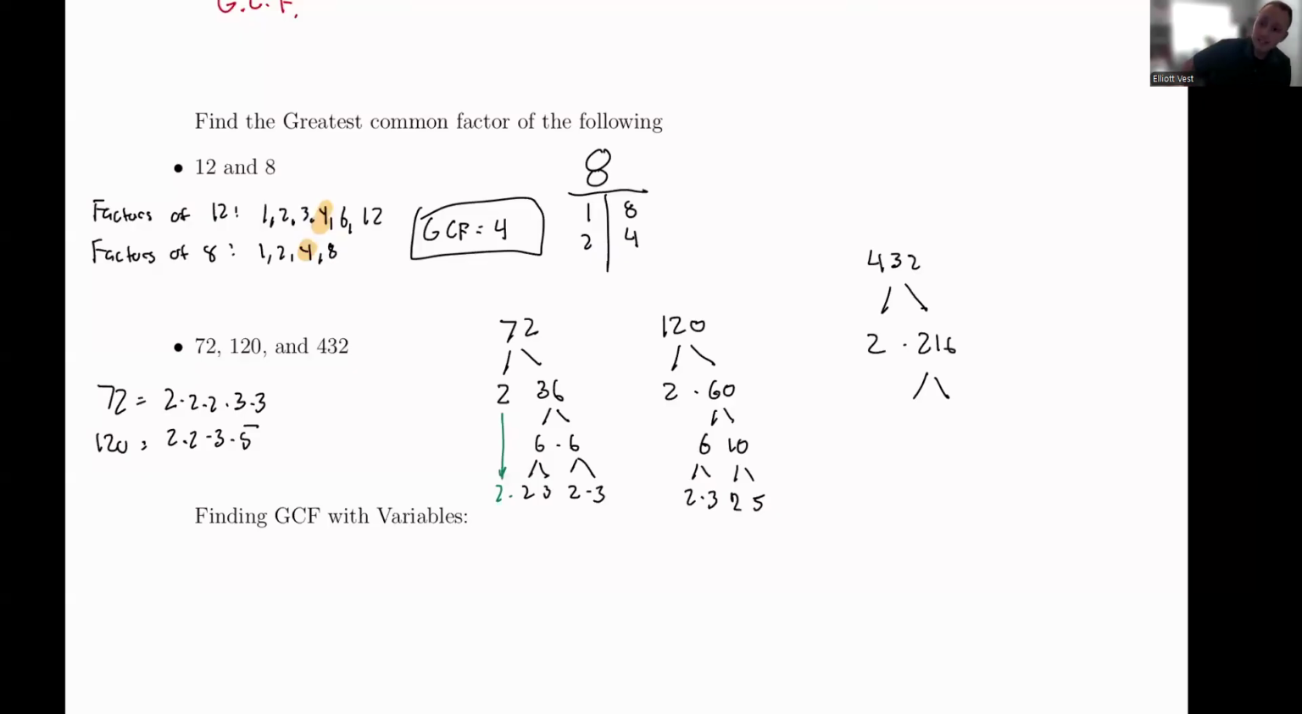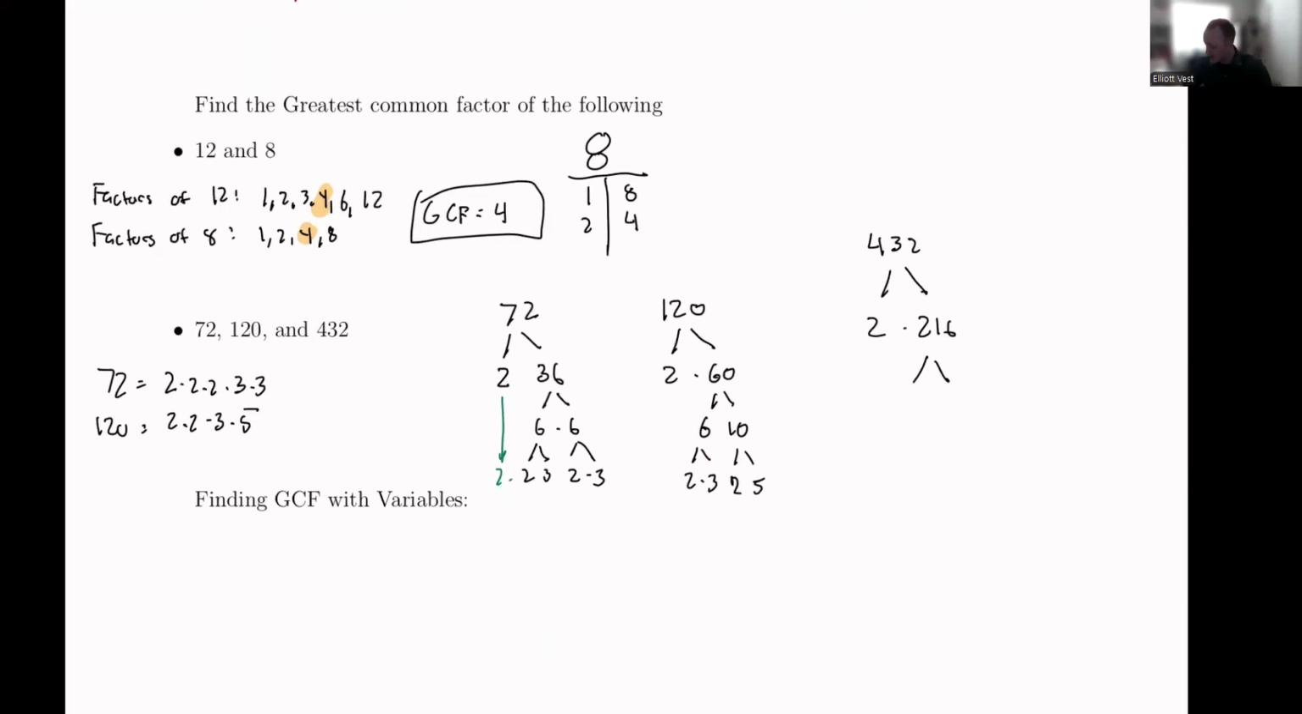So I know 216 is also an even number. So I can split this up into 2 times, what is this, 108? And again, 108 is also an even number. So I can split this into 2 times, man, I'm working on my arithmetic here. Was that 54? Also an even number. So this is split into 2 times 27. Okay, and there we go.